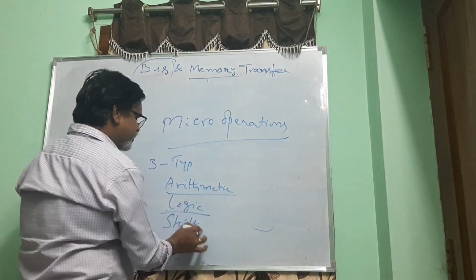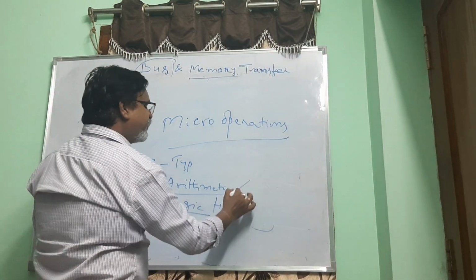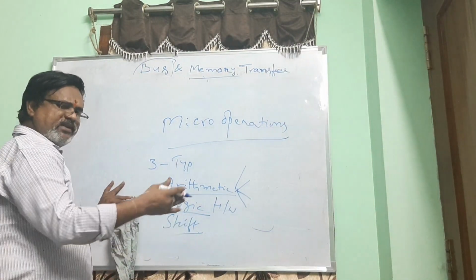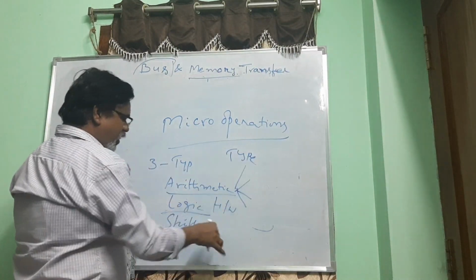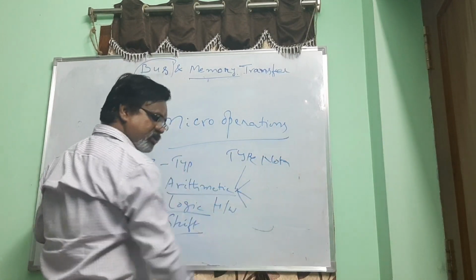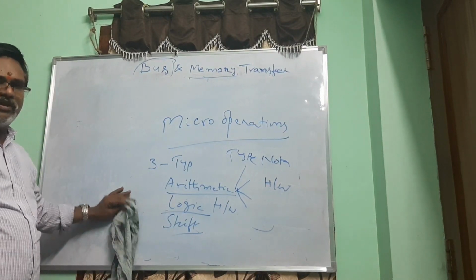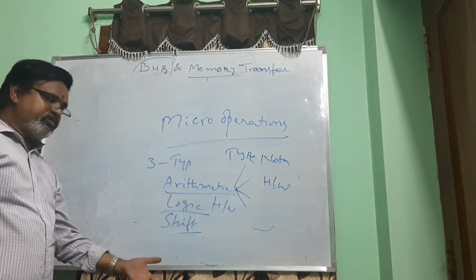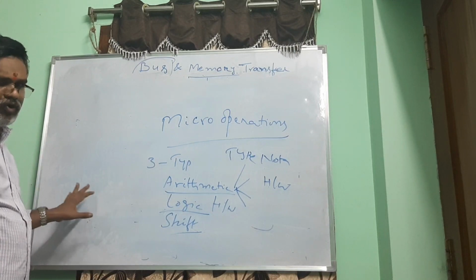What are the notations? What is the hardware? And what are the types of arithmetic operations, like increment, decrement, addition, subtraction, multiplication, like that. The types of operations, either arithmetic, logic or shift, their notation and hardware implementation we will discuss in the next session. Don't worry, in a single session it is not possible to complete all this. So in one session we will discuss one micro operation.